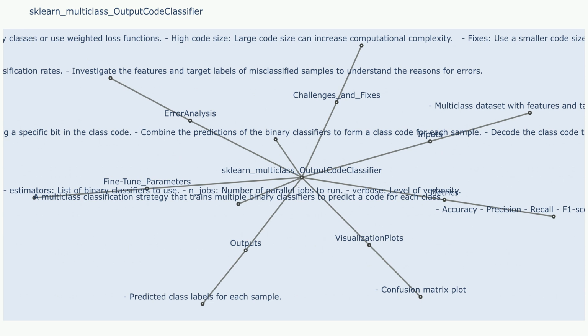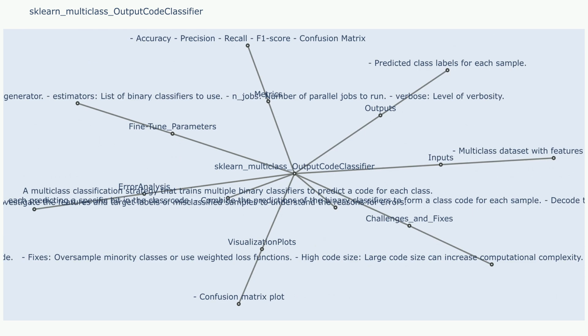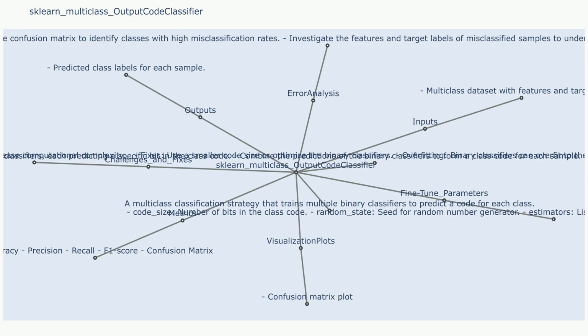Challenge 2, the output code classifier can be computationally expensive to train, especially for large datasets. Sample use case that resulted in challenge 2: if the dataset has millions of samples and hundreds of classes, the training time can be very long. Fixes to challenge 2: use a smaller code size or use a faster binary classifier, such as a linear SVM.